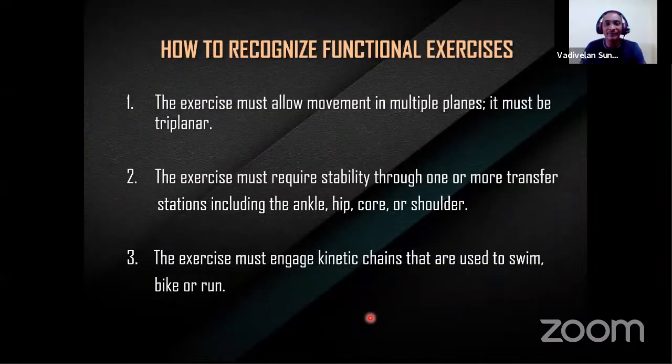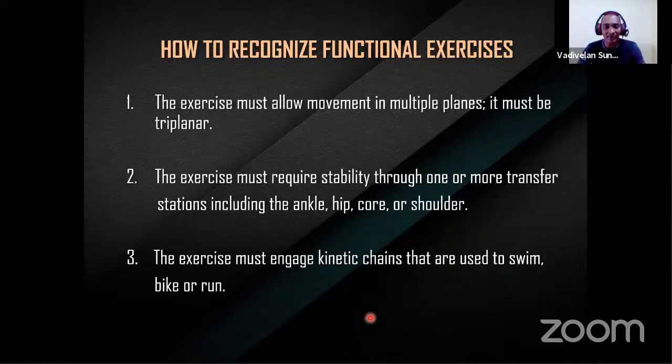So now, how do I recognize a functional exercise? How can I recognize whether an exercise is functional or not? Many times I say it should be a sports activity the athlete performs. However, we may add some points to that. The exercise must allow movement in multiple planes; in functional strength training, the exercise should allow movement in multiple planes, which might be triplanar. The exercise must require stability through one or more transit stations. As we talked about stability and mobility, some part of the body should be stable while another part executes the movement.